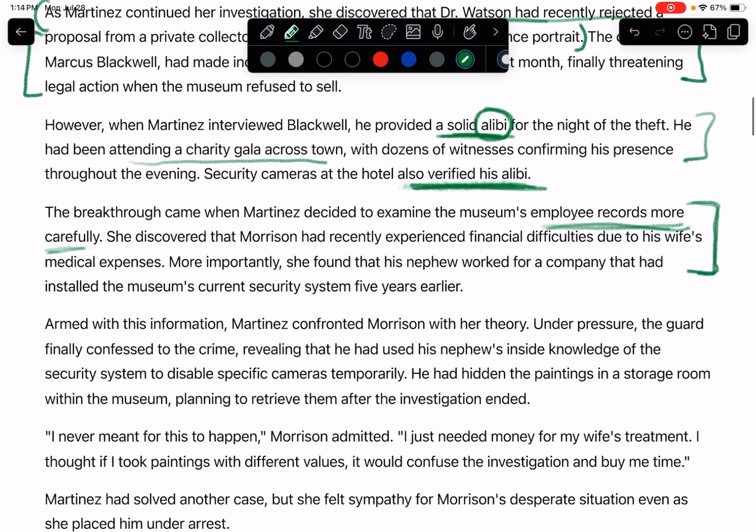evidence. Armed with this information, Martinez confronted Morrison with her theory. Under pressure, the guard finally confessed to the crime, revealing that he had used his nephew's inside knowledge of the security system to disable specific cameras temporarily. He had hidden the paintings in a storage room within the museum, planning to retrieve them after the investigation ended.